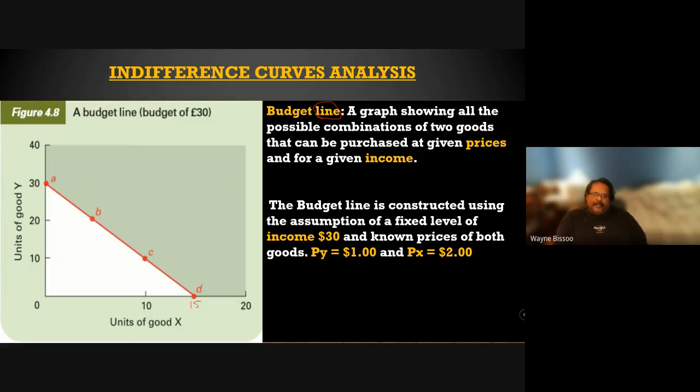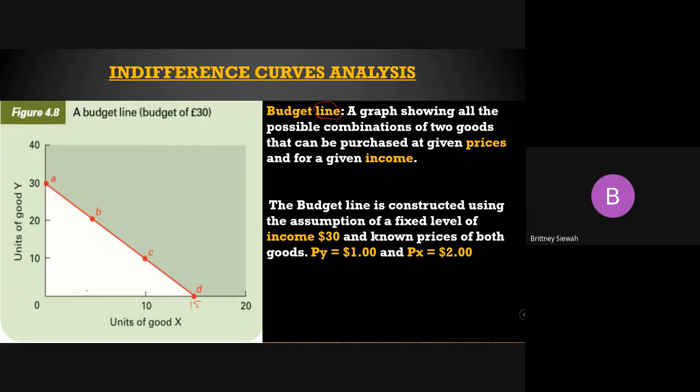Now I can check on B here. B says I could buy at point B. I'm purchasing 20 units of Y and about 5 units of X. Is that correct? So would I use all my money? 20 units there would be $20 spent on good Y, and that leaves me $10 over, which at $2 I can buy 5 units of good X. That makes sense? Yes?